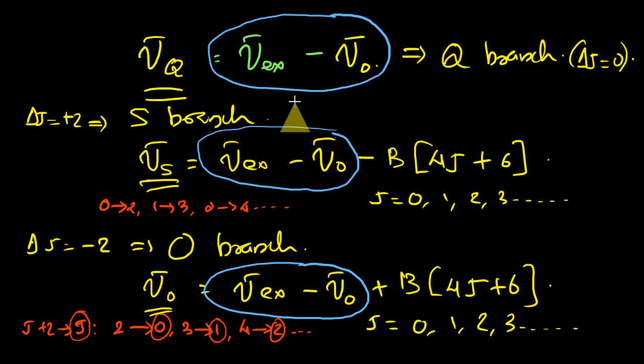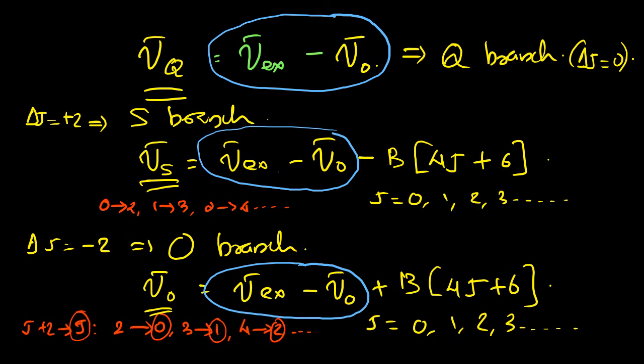That will be the intense line, because that doesn't correspond to any rotational transition. Okay, so that will be the intense line. And after that, there will be a series of lines, and those series of lines correspond to J equal to 0, 1, 2, 3, etc. And therefore, the spectrum will appear like this.